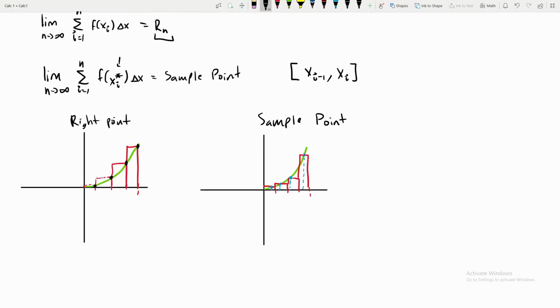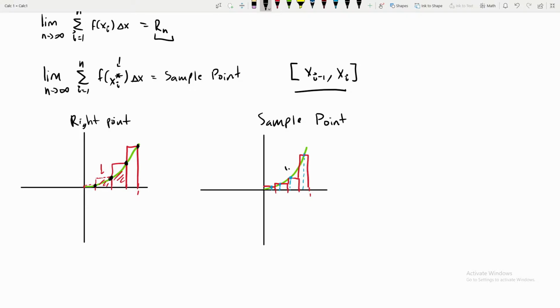So here's a visual demonstration of what I meant by a sample point within this interval. In the right point method, we were consistently taking the rightmost corner of the rectangle that we were working on. So if it was this one, then we would take this point right here. However, for the sample method, what we're going to do is take that rectangle and take a sample point anywhere in that, and we're going to use that point to draw the rectangle.